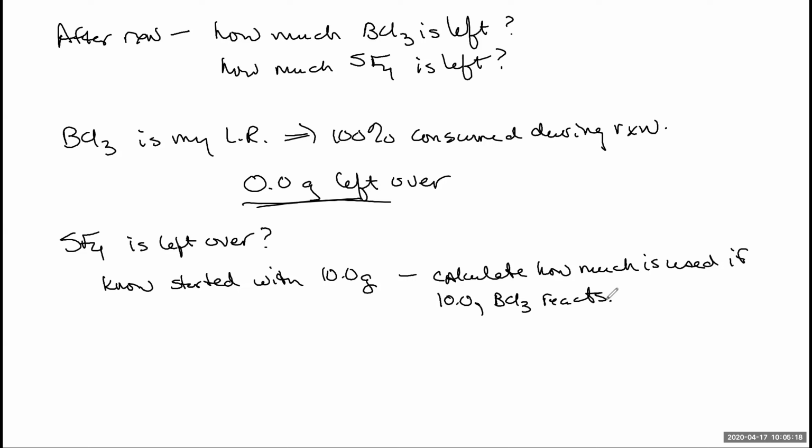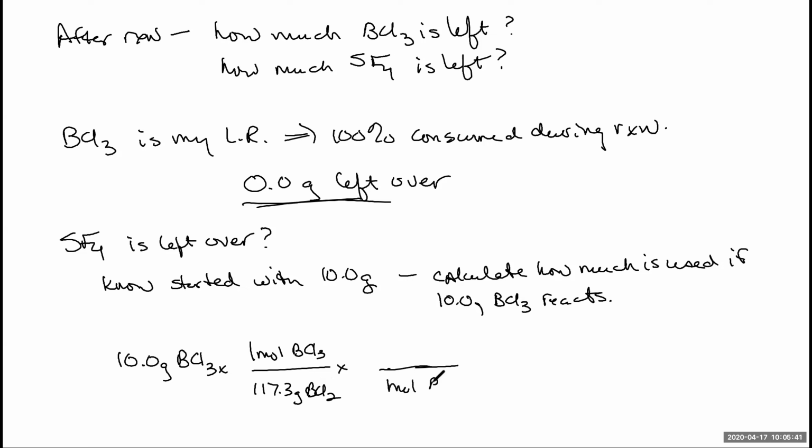So I'm going to have to go through and do a whole other set of calculations, but this time I'm going to start with 10 grams of boron trichloride. What I'm going to calculate is how many grams of sulfur tetrafluoride is used. So I know 1 mole boron trichloride is 117.3 grams. Now I'm going to convert from moles of boron trichloride to moles of sulfur tetrafluoride.